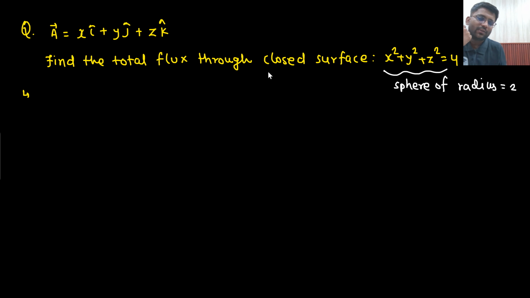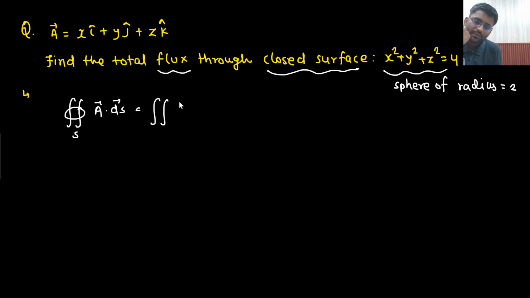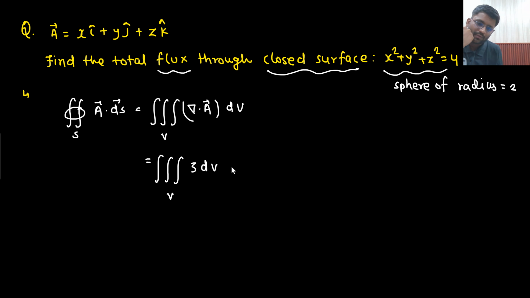What are they asking you to find out? Through the closed surface, they are asking for the flux. That means they are asking you to find the flux through the closed surface, A dot ds. That will be equal to the integral of del dot A dv. What is the value of del dot A? Del dot A is 3. So 3 comes outside, and dv represents the volume.